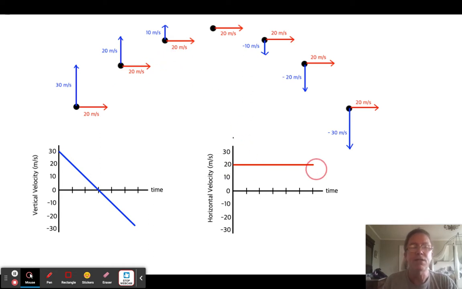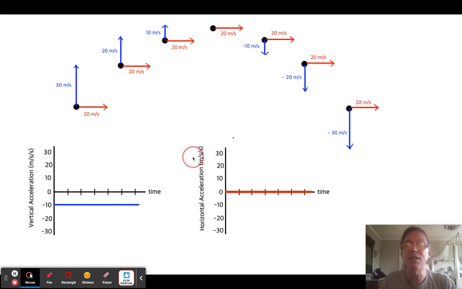Okay, let's take a look at acceleration then. If I do acceleration, what I should find is that in the vertical component, I have negative 10 meters per second squared the whole time. The entire duration of flight, it had an acceleration of negative 10.